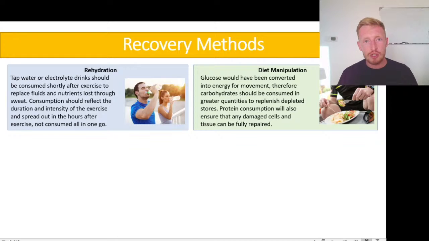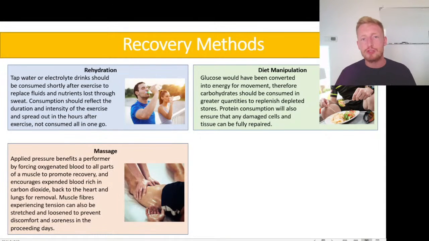So the diet should be consuming a carbohydrate-rich option. We also need to be consuming protein, because within the protein, we have amino acids, which are the building blocks of the muscles and tissues and cells that we need to not only live and survive, but also to perform at our optimal levels. So we rehydrate to make sure that we've got adequate water content inside of our body, and we've got electrolyte content and micronutrients and minerals inside of our body. We then need to manipulate our diet, so we've got adequate carbohydrates and proteins and fats coming back in, which we might have expended. And we could also massage.